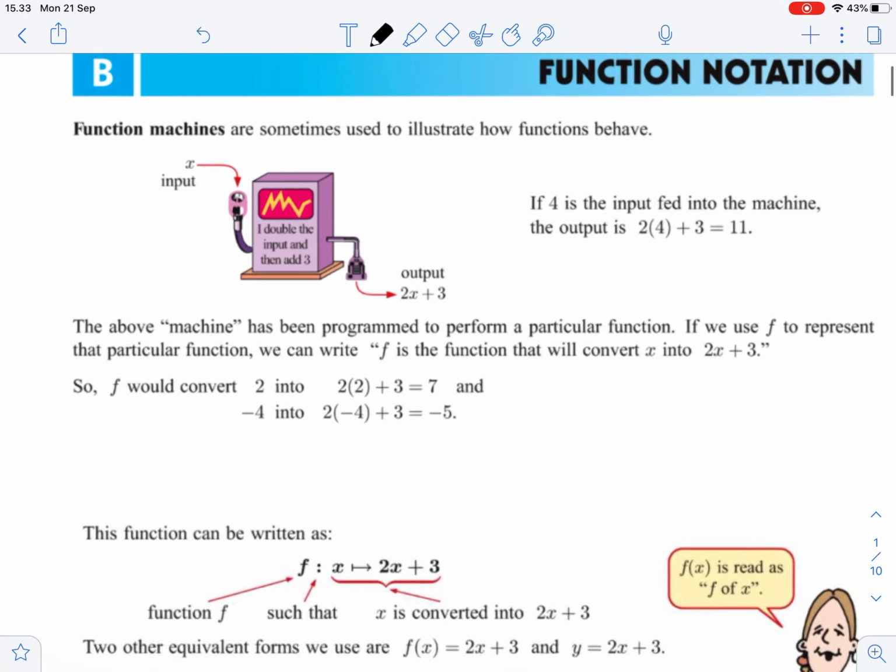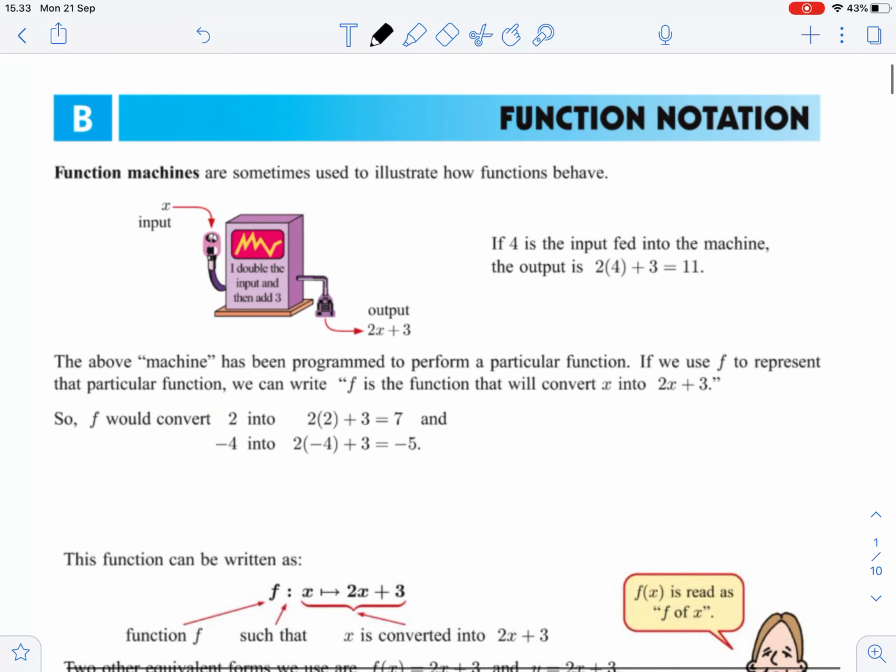Okay, so this will be somewhat of a review for some of you, for most of you actually. So we're going to talk about functions and function notation, just to make sure we're on the same page, okay? All right, so we have function notation. Functions can be thought of as like a function machine, okay? I have some input, I input it into the machine, I get an output.